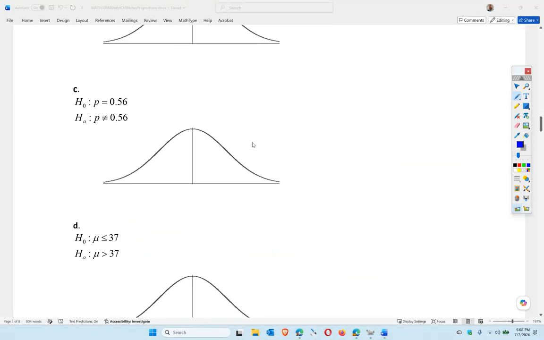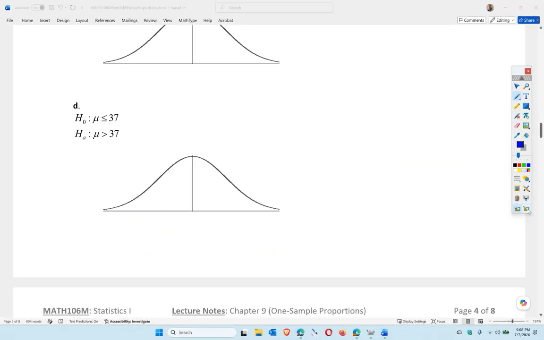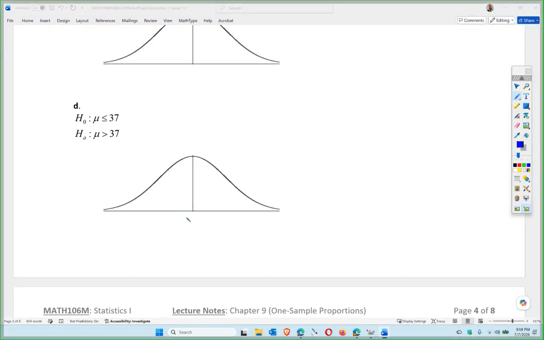Let's do one more. So it's a mean, and we believe this is 37. And this is a greater than, right? So the p-value is over here somewhere.